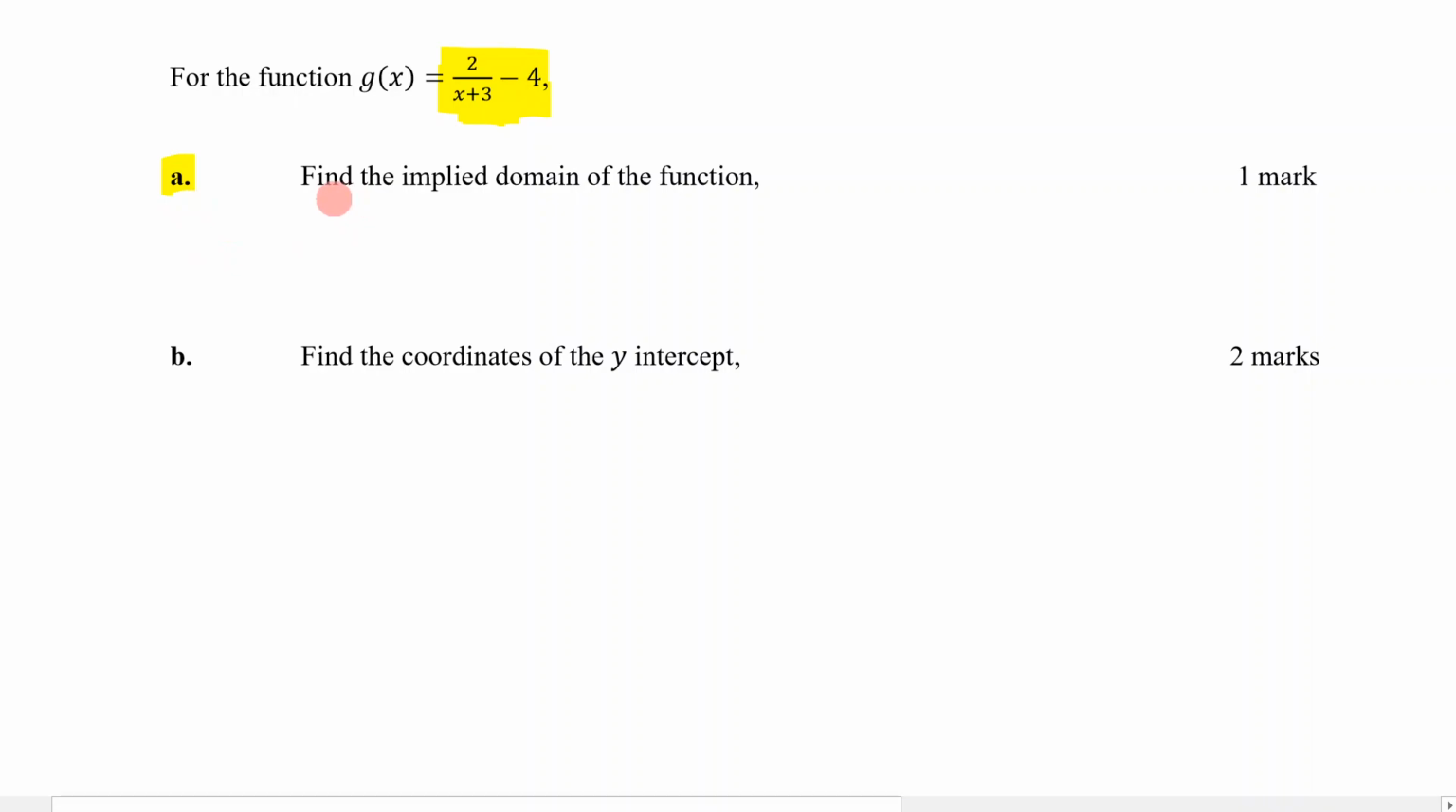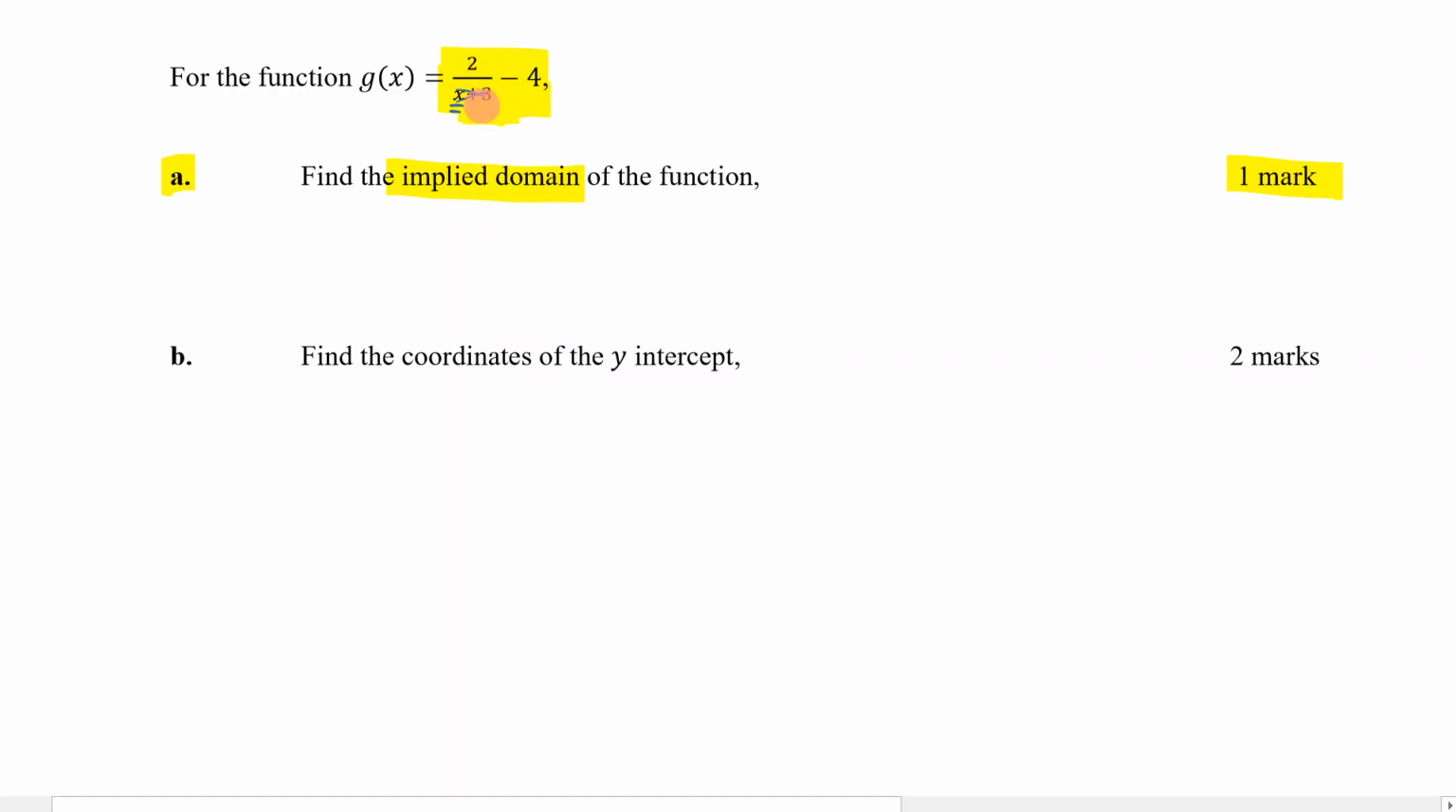The first thing that we have to do here is find the implied domain of the function. So the implied domain, this is worth 1 mark. So we just need one piece of information here, and we have to make sure that it's accurate to get that full 1 mark. Okay, so to do this, we could do it graphically, but I think the easiest thing that we could do here is simply recognize that if my x here was equal to -3, that means I would get 0 in my denominator.